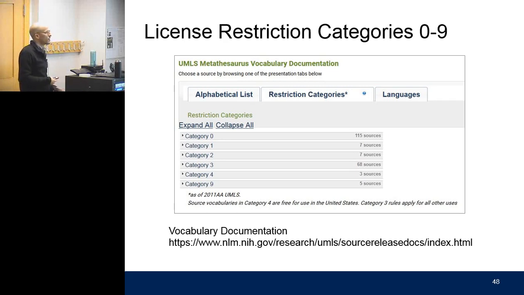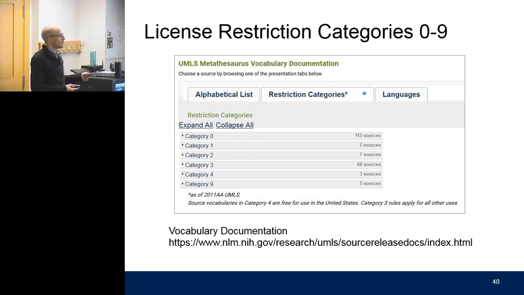Just a couple of quick examples. Category 0 terms are free to use and distribute, so you could potentially build an application and use Category 0 ontologies within that application. If you were using Category 3 or some of the other categories, there would be stricter limits in terms of how you could distribute or use that application more widely beyond just local research purposes.